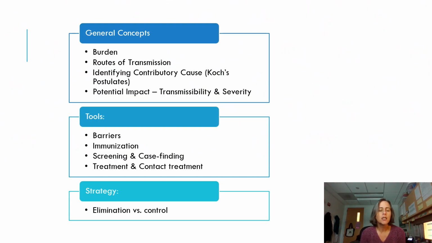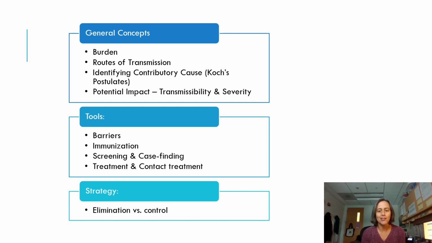In the first part, we talked about these general concepts of the burden and understanding how much infectious or communicable diseases contribute to overall burden in terms of mortality and disability adjusted life years, the various routes of transmission, airborne, bloodborne, vector-borne, and then how we identify the cause, so those Koch's postulates, being able to identify the organism, and the potential impact. The transmissibility of an agent and the severity of the illness that it causes together are going to determine the potential impact on your population or community.